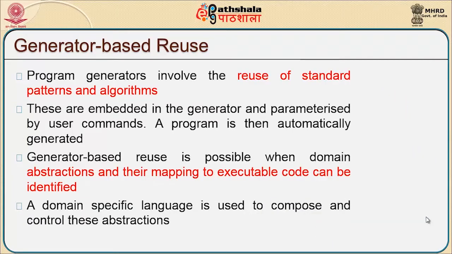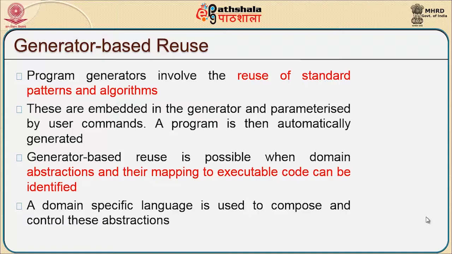We have one more category which is called generator based reuse, where program generators involve the reuse of standard patterns and algorithms. So we might use standard patterns and algorithms which are generated again and again, so that they can be used for further purposes. These are embedded in the generator and parameterized by user commands. A program is then automatically generated.